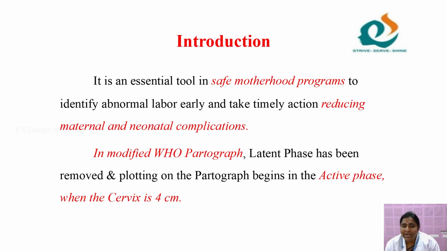In the modified WHO partograph, first of all we should know what the latent phase, the active phase and the transition phase are. The latent phase is when the cervical dilatation is 0 to 4 centimeters. The active phase is 5 centimeters till full dilatation of the cervix, and the transition phase, when the mother is ready to expel the fetus, is 8 to 10 centimeters dilatation.